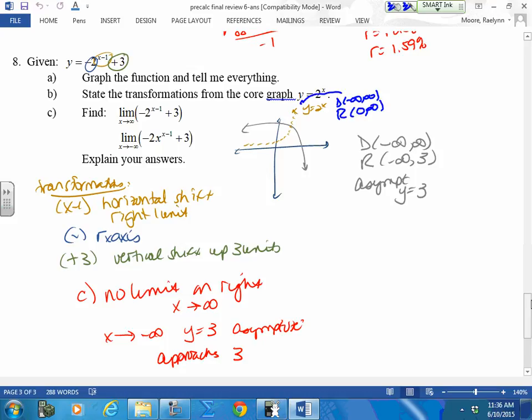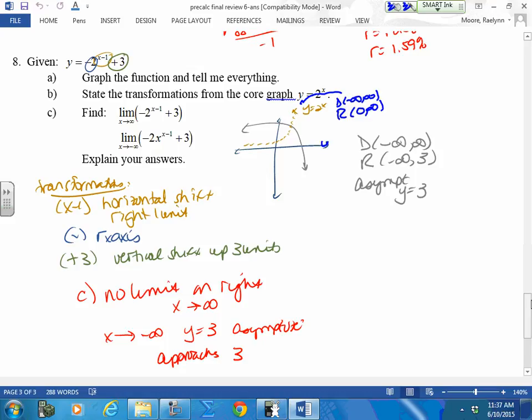Now, remember, go to your x first. Your x says a horizontal shift, 1 unit to the right. Then come out here, there's your negative, which is a reflection over the x-axis. Then the last thing you do is a vertical shift up 3. The vertical shift is going to change the asymptote, and the reflection is going to change your range.